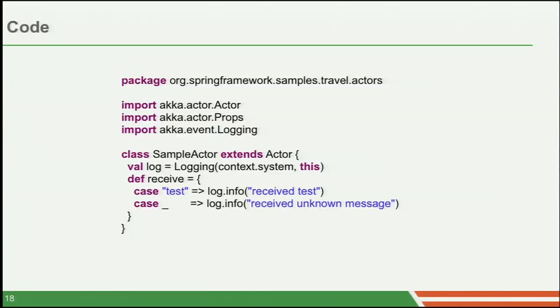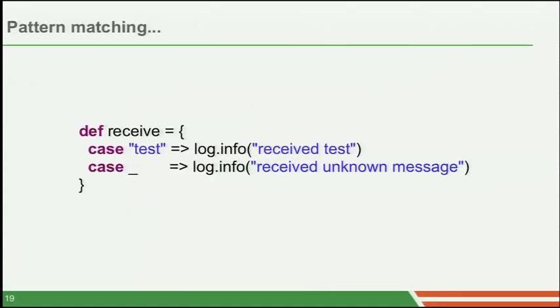It works great. Anyway, class SampleActor extends Actor, and then you define a receive method. The receive method returns the behavior for the actor. Okay, this is pattern matching here. Receive takes in some input, and I have case statements to determine what to do based on the input. If I get the exact string test, I will say received the exact string test. Otherwise, I'll say I got an unknown message.